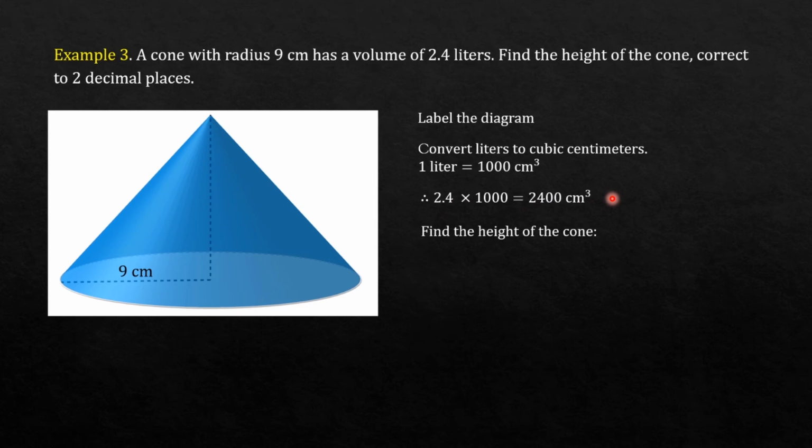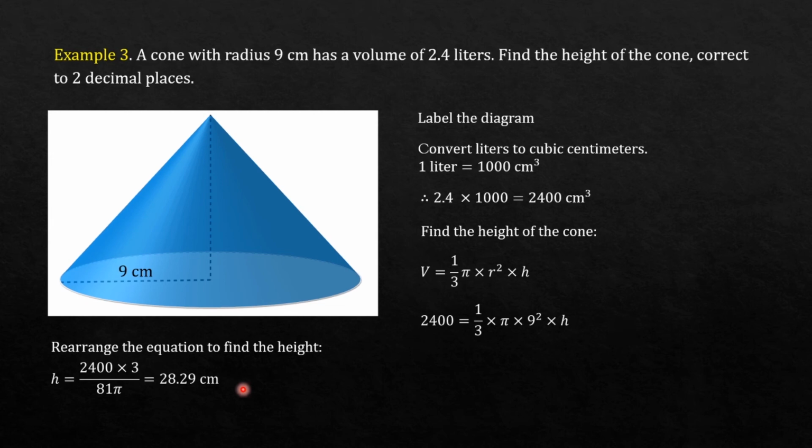Now we find the height of the cone. The volume formula is 1/3 pi r squared height. We will substitute our numbers, where the volume is known as 2,400. Pi r, the radius is 9, and we need to find h. We will rearrange the formula, and we should find the height is 28.29 centimeters. And that's the height of the cone, 28.29 centimeters.